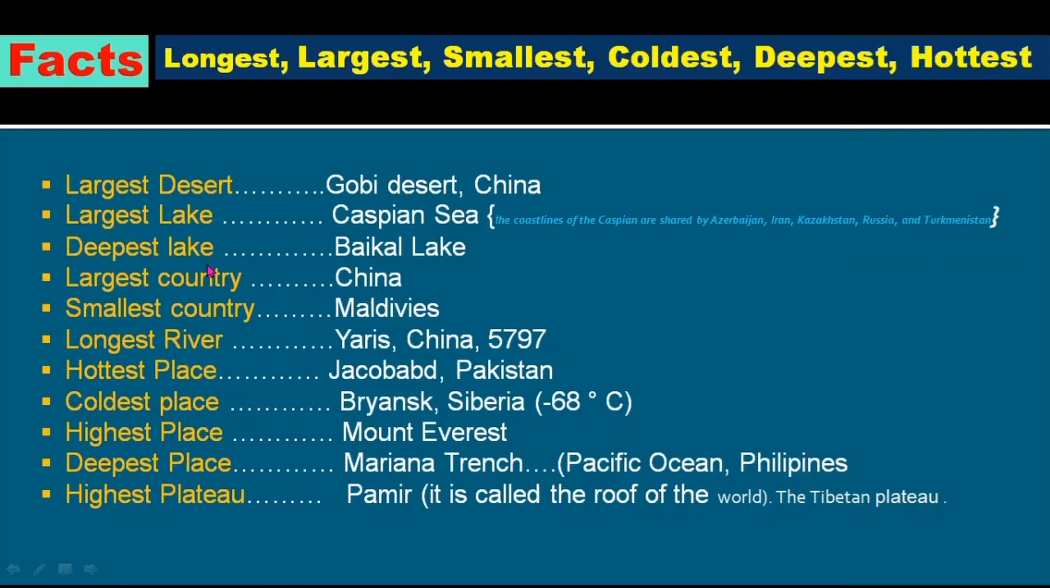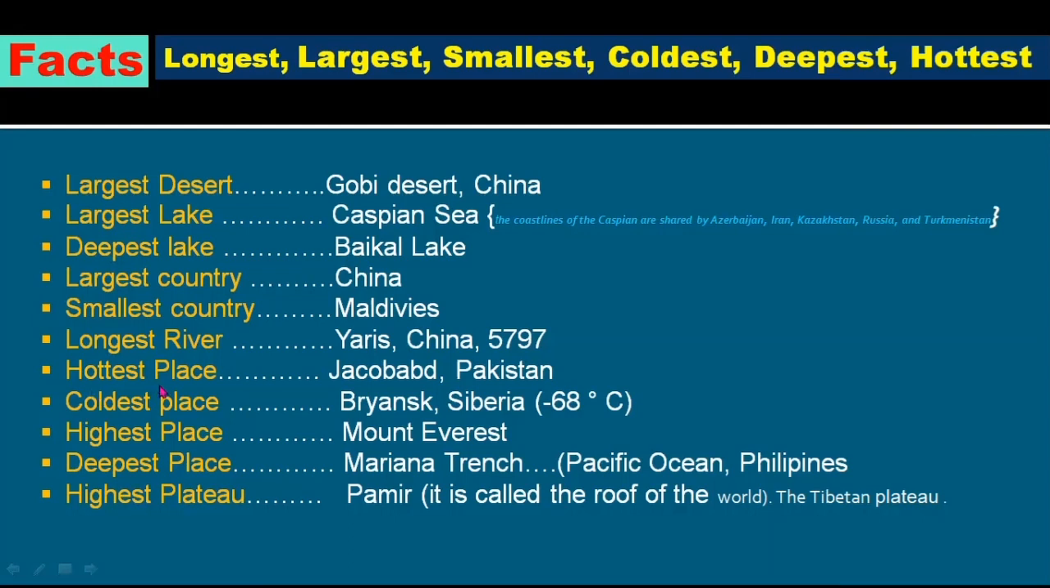The deepest lake is Lake Baikal. The largest country in Asia is China. The smallest country is the Maldives. तो यानी कि सबसे बड़ी जो country है वो China है, सबसे छोटी country वो Maldives है. The longest river in Asia is the Yangtze River, which is in China, and 5,797 kilometers is the length of the river.